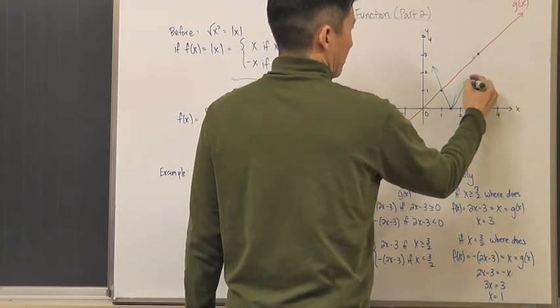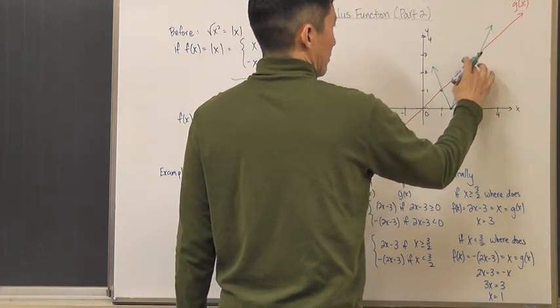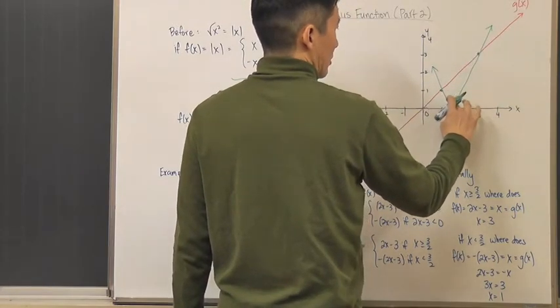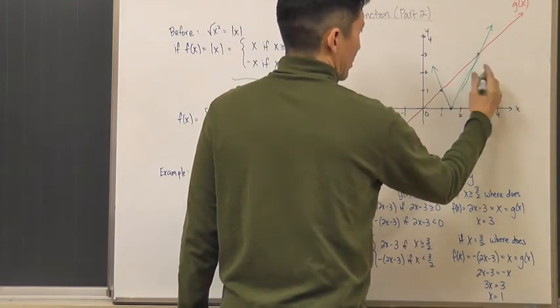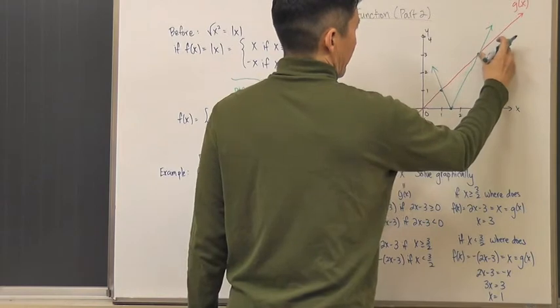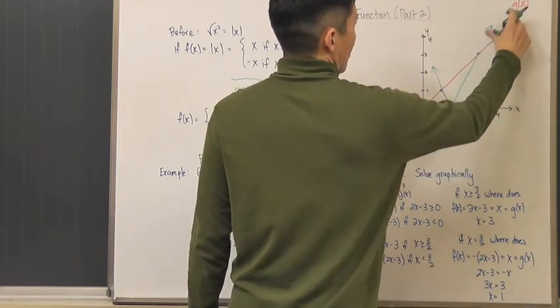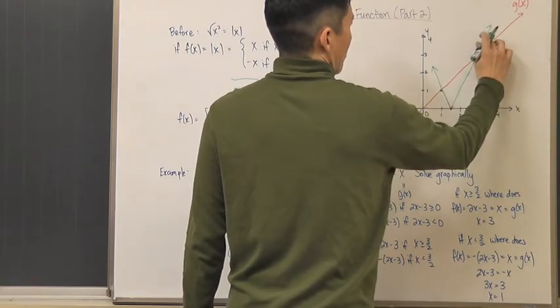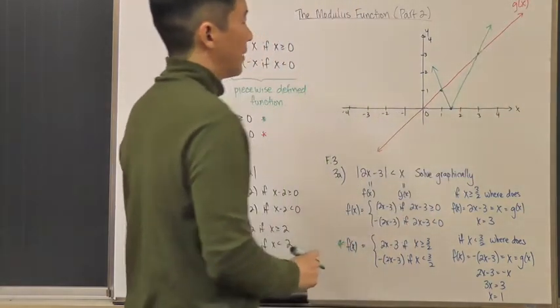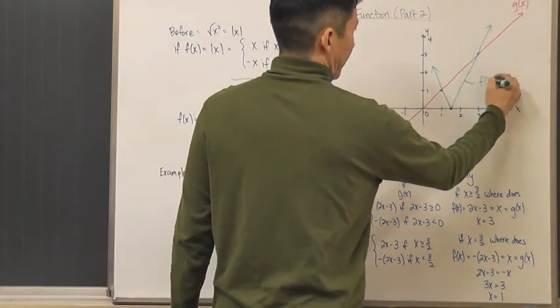Okay, anyway. It looks something like that. Okay, that's a little bit better. Okay, there you go. And this is actually f of x.